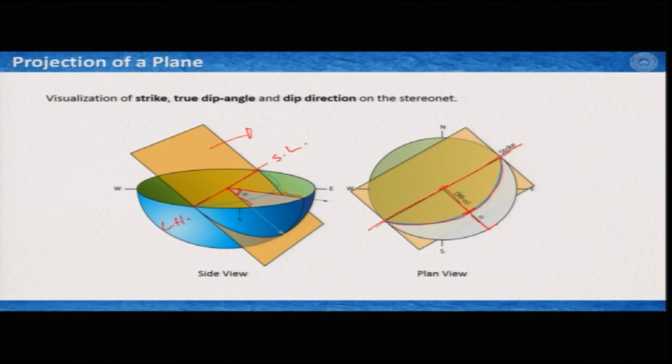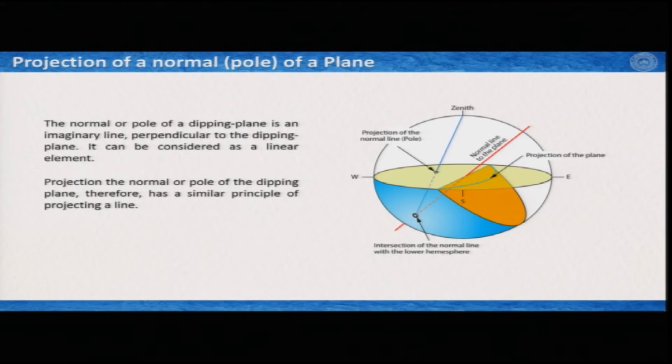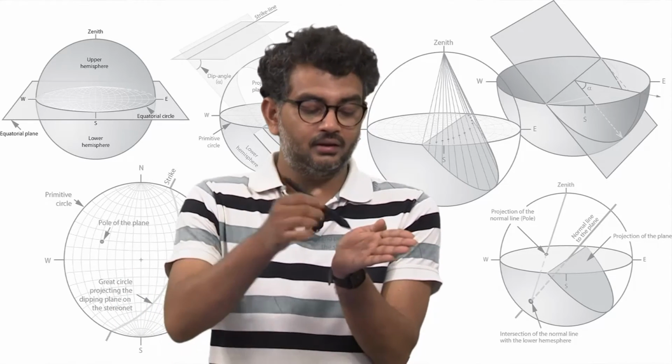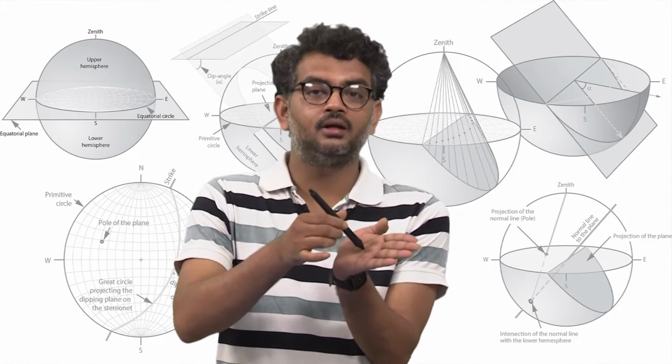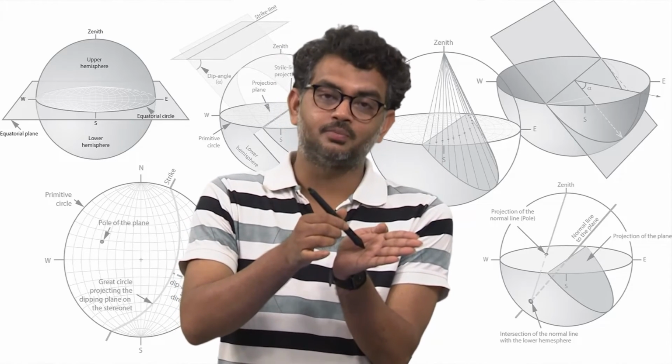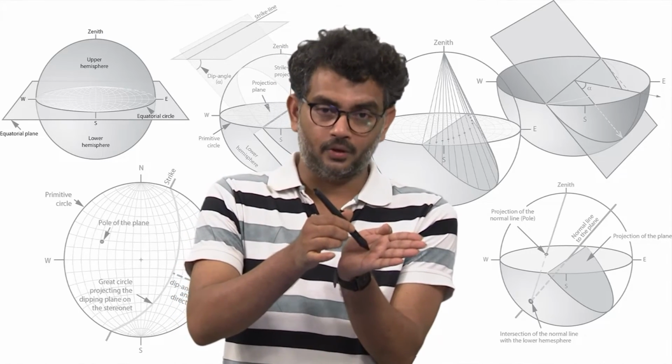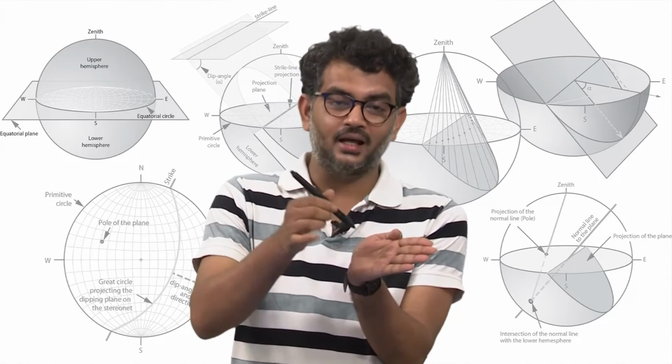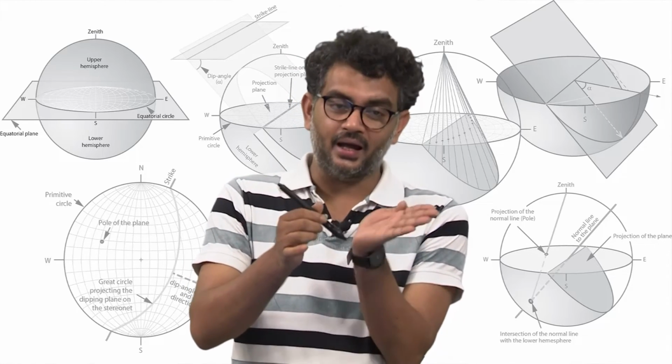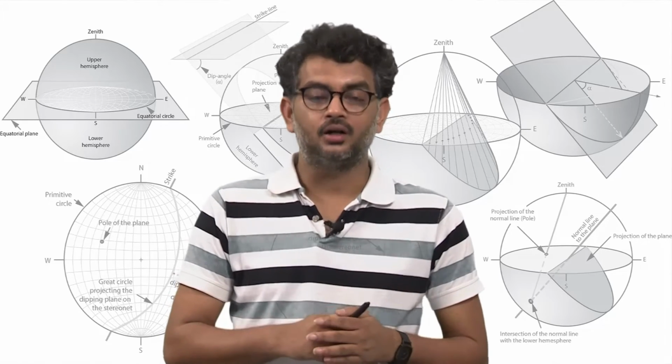Let us have a look at how to plot the pole of a plane, or what the basic theoretical ideas are when we plot the pole of a plane on the stereo net. The pole of a plane is nothing but the normal line to the plane. So, if I have a sloping plane like this, then the normal to the plane is the pole of this plane. Okay. The challenge is to plot this line on the stereo net, given that I have the plane on the stereo net.